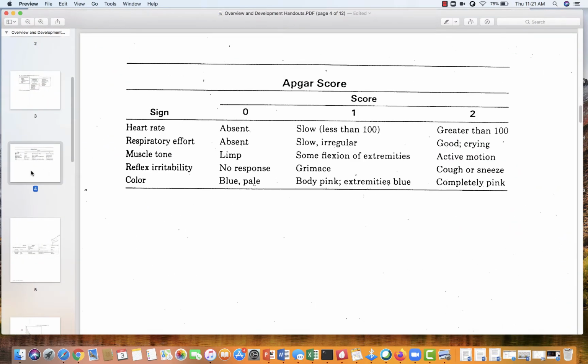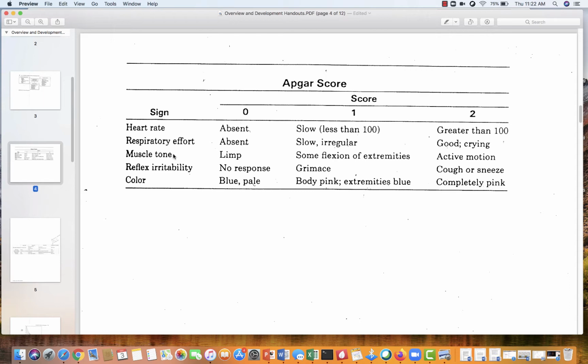Okay, so for the APGAR scoring system, the first sign would be, well, this one's not actually the first sign, but looking at heart rate, a score of 0 if the heart is not beating, score of 1 if it's slow, which would be less than 100 in a newborn, and then greater than 100 would be a score of 2. Okay, optimal score here. For respiratory effort, if respiration is absent, that would be a score of 0. If the respiration is slow or irregular, that would be a score of 1. And if there's good crying, then that would be a score of 2.